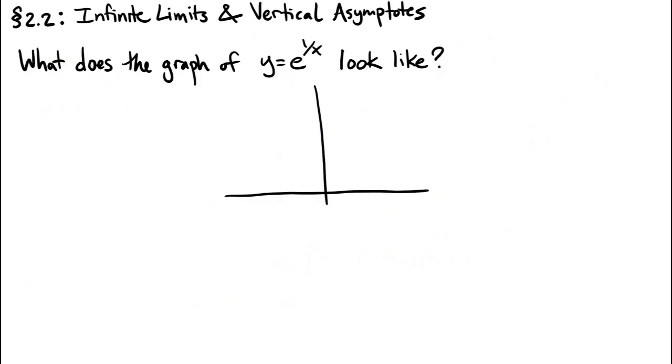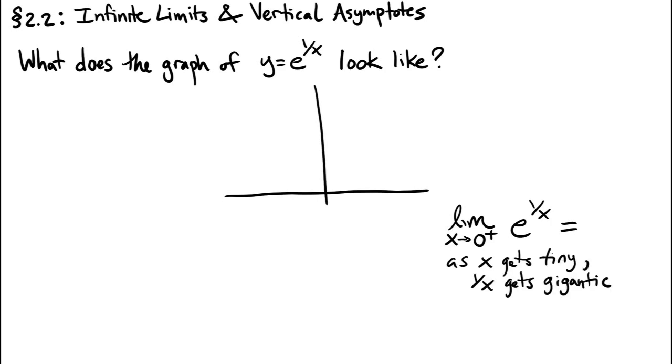Now let's think about the question, what does the graph of y equals e to the 1 over x look like? Pause the video and think about this. Try to graph this function in as much detail as you can. Let's start out by thinking about what's happening on the right side of this graph. What's happening when x is positive and when we approach 0 from the right. Well, when x is positive, we're raising e to a positive number. As that positive number gets tinier, 1 over x is getting gigantic, so we're raising e to a bigger and bigger power. And that's going to make the whole function bigger and bigger.